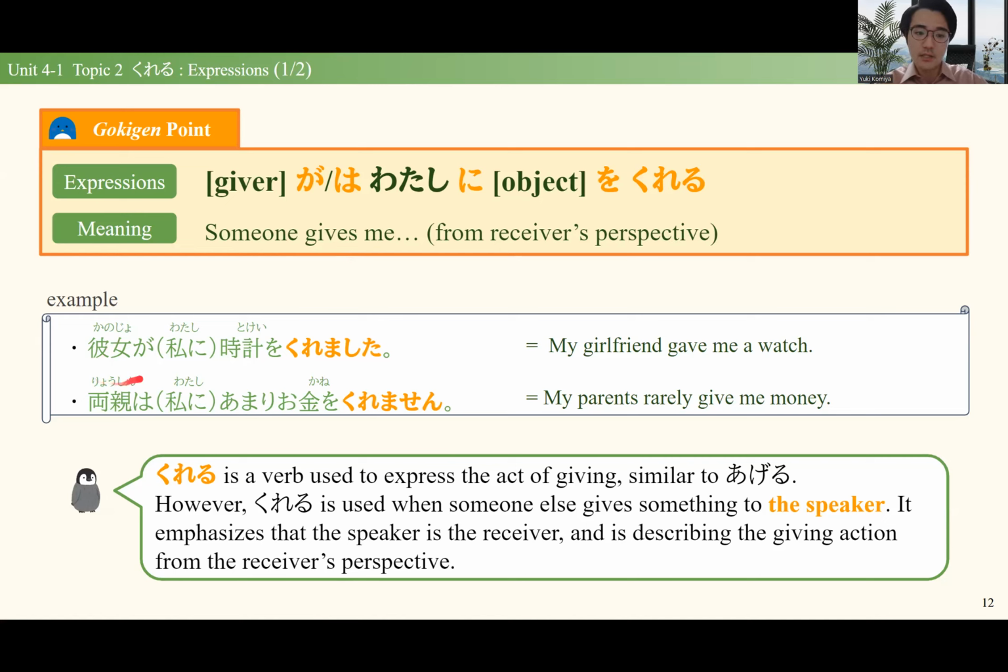Look at the example. 彼女が私に時計をくれました。This is my girlfriend gave me a watch. This is giving action, but you are the receiver. So you are saying somebody gave me something. So giving action seen from the receiver's perspective. 両親は私にお金をくれません。So it's giving action too, but you are the receiver. Your parents don't give you money. So you are the receiver.